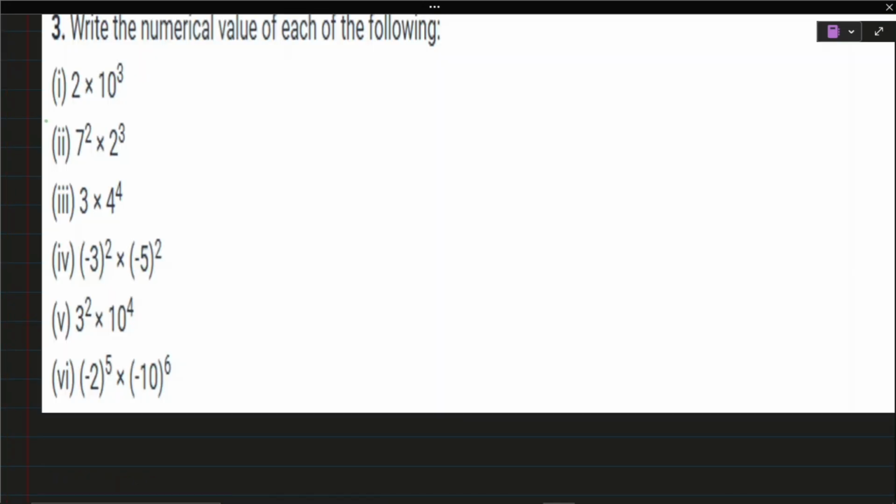Now we will discuss page number 23. Write the numerical value of each of the following. So here exponential form is given. We have to find the numerical, that is the normal value. The first one is 2 multiplied by 10 cube. So we can write 10 into 10 into 10. 10 is repeating 3 times. So this becomes 2 multiplied with 1000, or 2000. First answer is 2000.